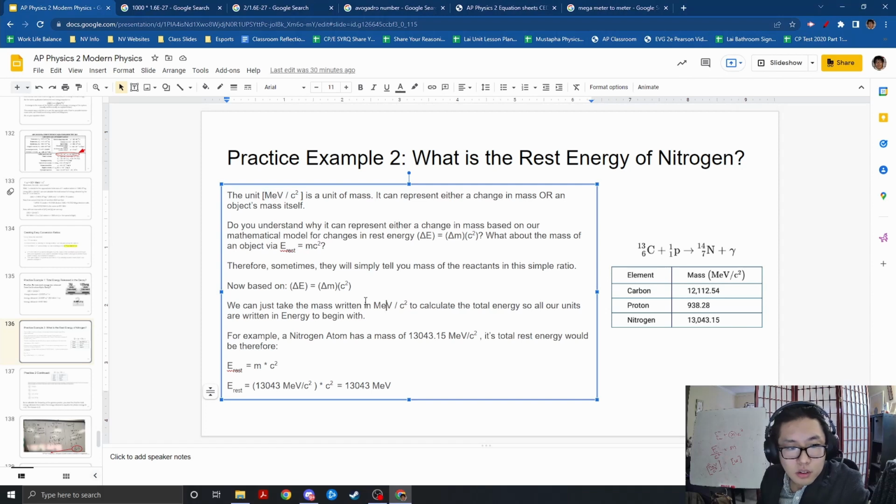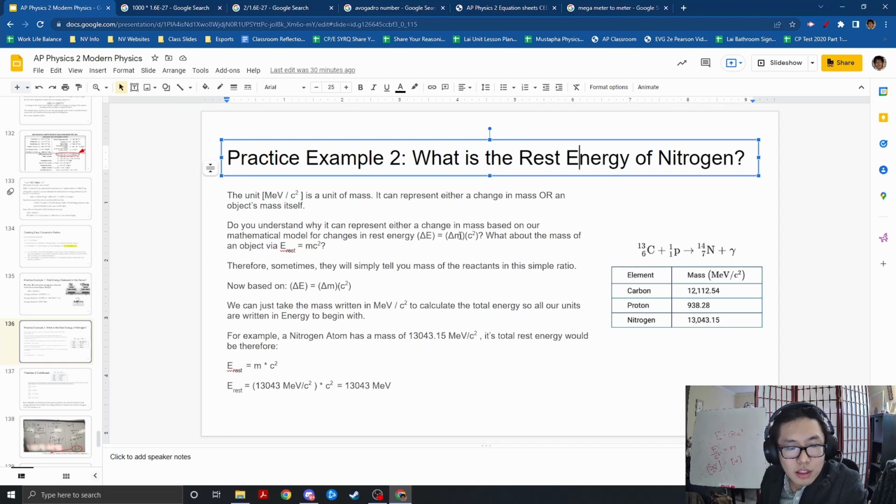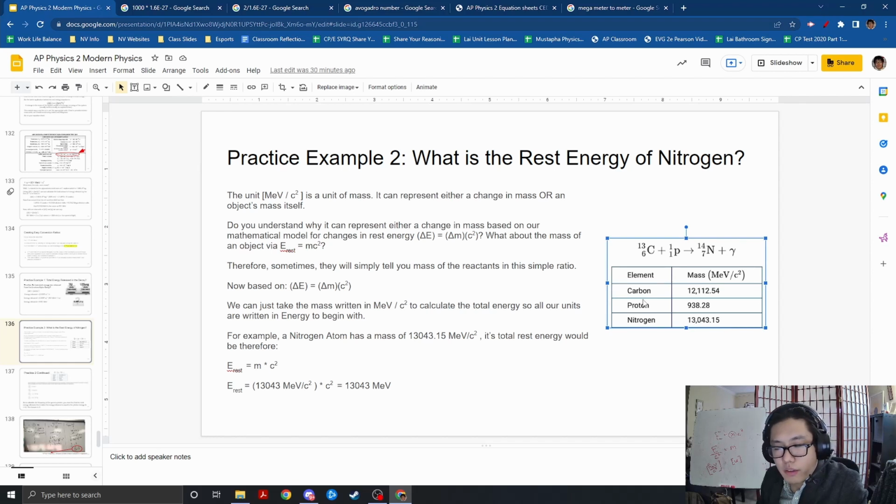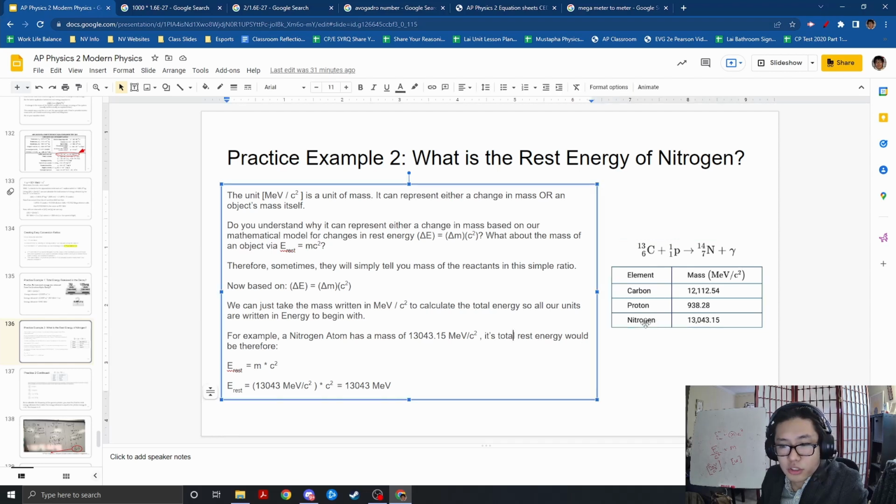So let's take a look over here. What is the rest energy of nitrogen? All right. So over here, if we actually take a look, we have a table giving us the mass measured in mega electron volts over c squared. So this is the mega electron volt values. So how do we actually figure out the total rest energy of nitrogen? So how much energy the nitrogen has on its own, not via energy conversion. All right, and in order to do that, we would have to take the mass and multiply it by c squared, because rest energy, E equals mc squared.